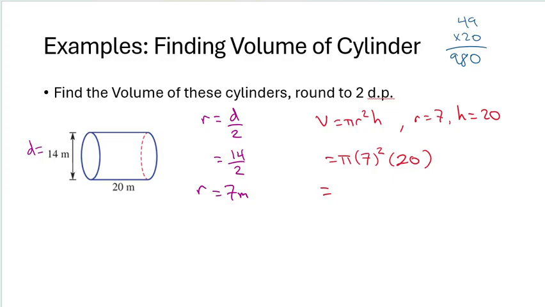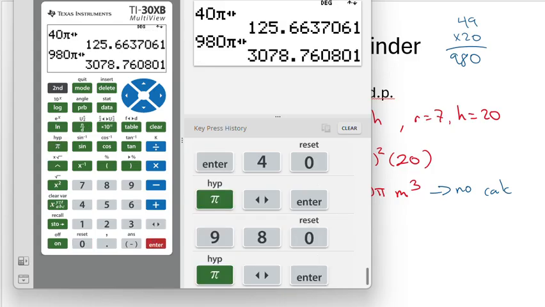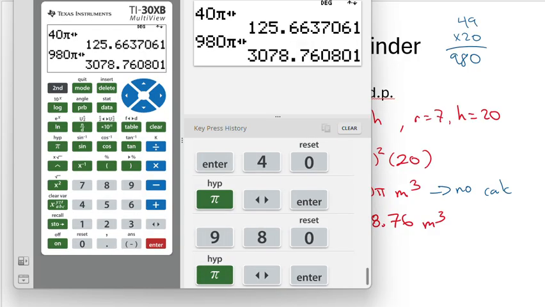Just because 50 times 20 is 1,000, and so that should mean 49 times 20 is just 20 less from 1,000. So you would subtract it. You end up with 980 pi meters cubed. This is your no calc answer. And then if you are given a calculator, you just type this in. 3078.76 meters cubed. There we go. Nice and simple.